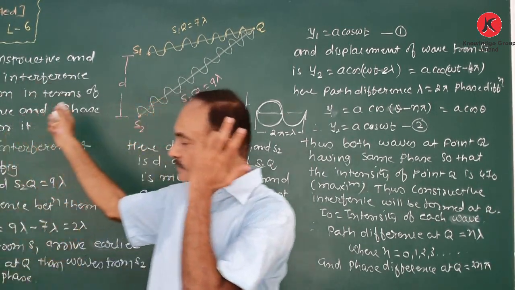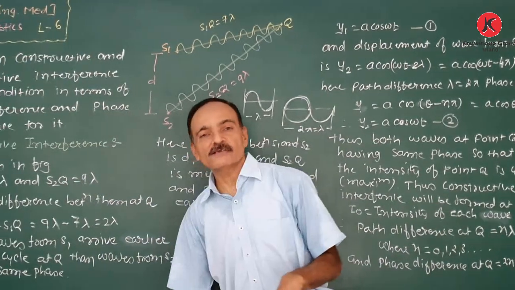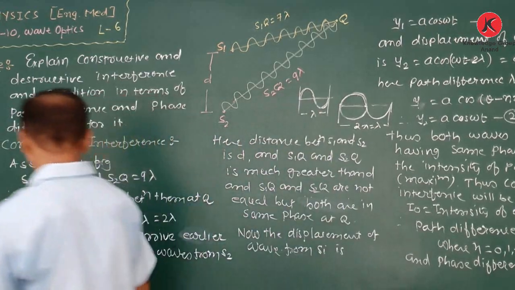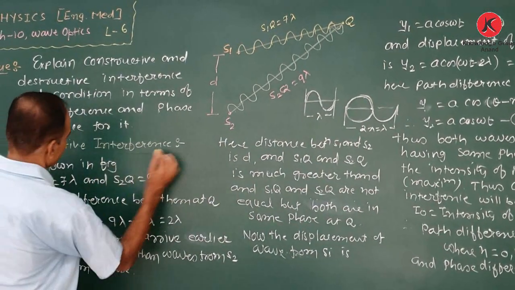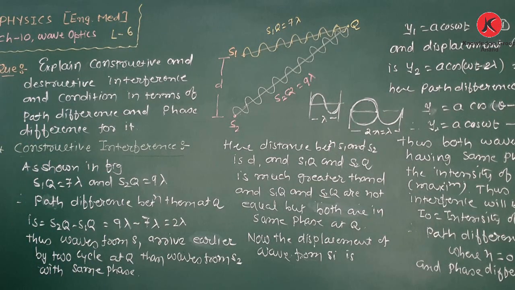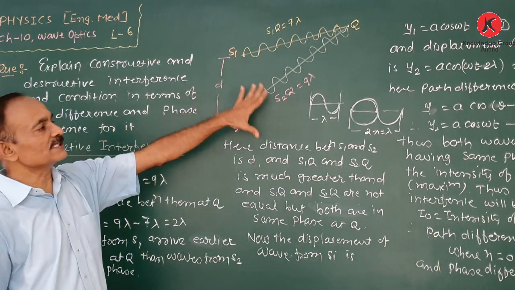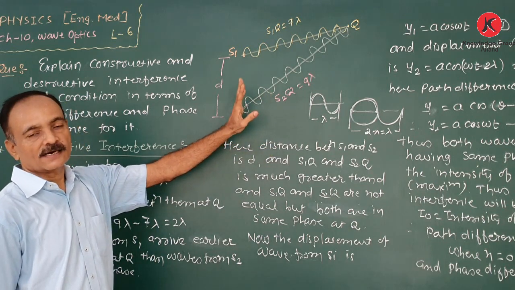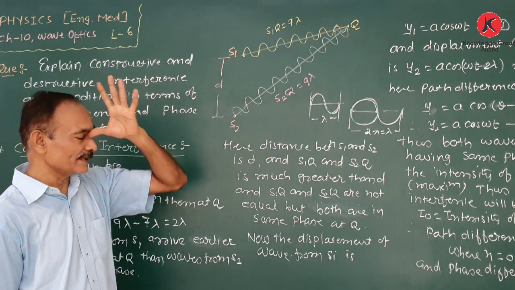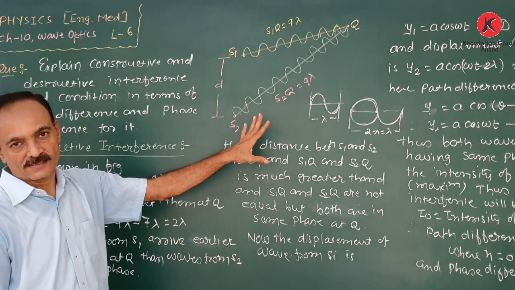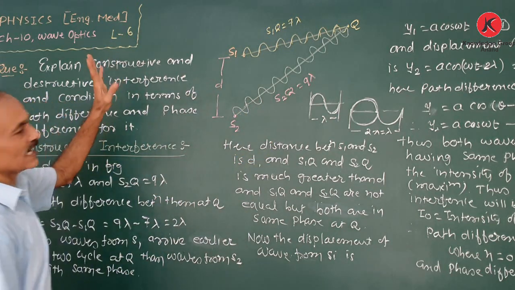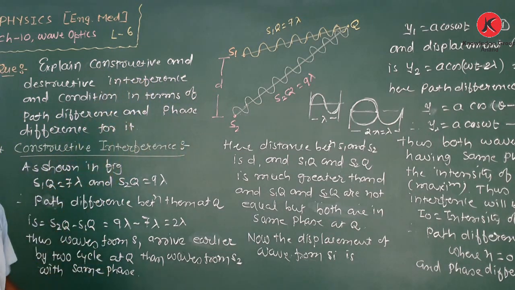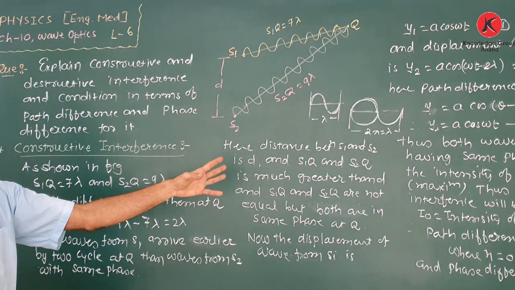Now we are going to discuss constructive and destructive interference. So first we take the constructive interference. For the constructive interference, here we consider the figure. This is only for the explanation. If in the exam only the condition for constructive and destructive interference is asked, the explanation is not required. But if the question asks to explain the constructive and destructive interference and obtain the condition for it, then you have to write down this thing.